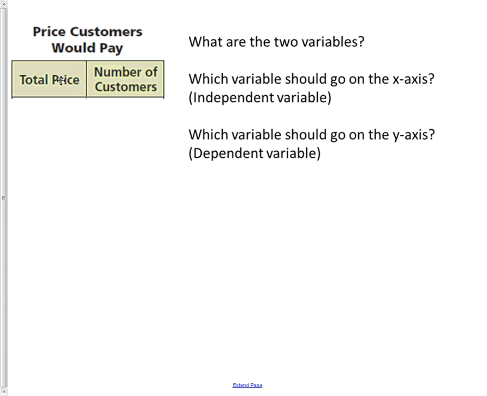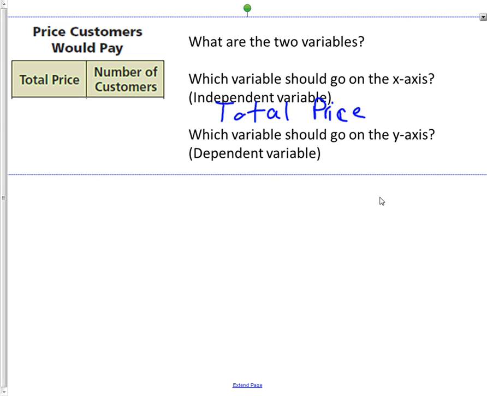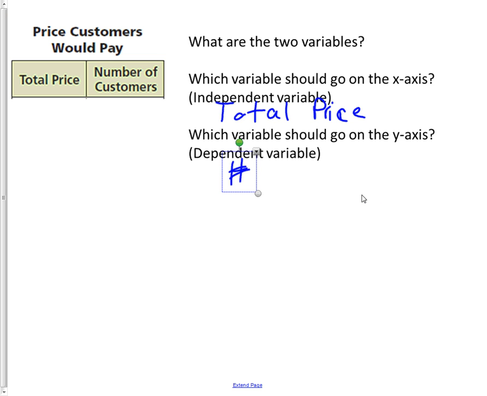Let's move on. Now we have, I cut off the bottom of the graph here, but I wanted you to focus on the two variables. There are two variables here. They are total price and number of customers. Total price would be that left side of the chart, and that's going to be the variable that's going to be on our x-axis, or our independent variable. The number of customers, that's going to be our y-axis, or our dependent variable. So that tells us that the number of customers depends on the total price, the price that's going to be set. And that's very true.